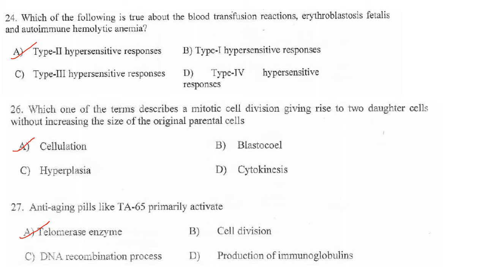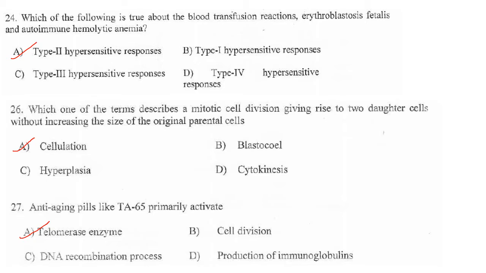Then anti-aging pills like TA65 primarily activate. So they primarily activate telomerase enzyme. So a telomere is a region of repetitive sequence at the end of chromosomes. And telomeres protect the end of the chromosome from DNA damage or fusion with neighboring chromosomes. And with every cell division, telomeres shorten.